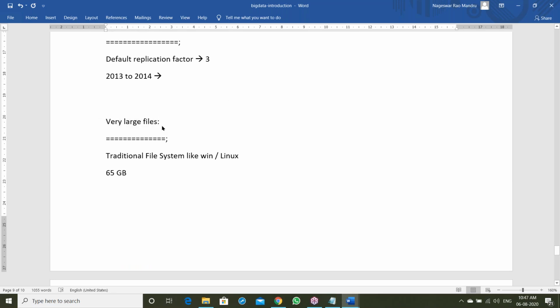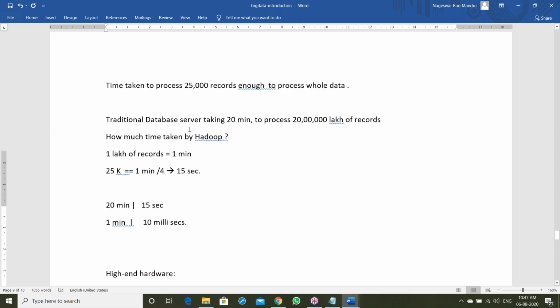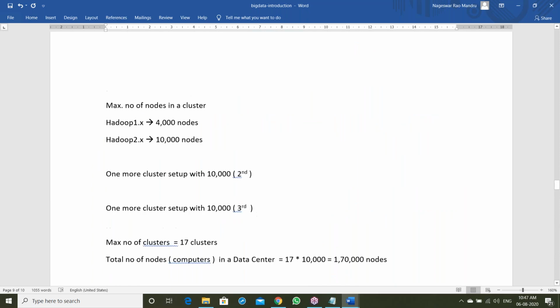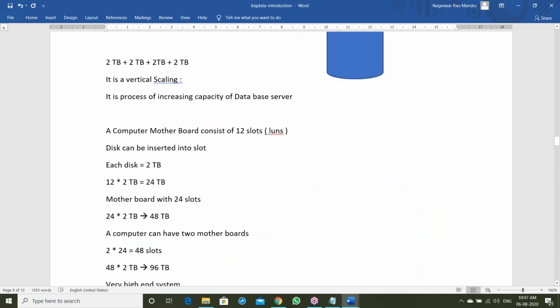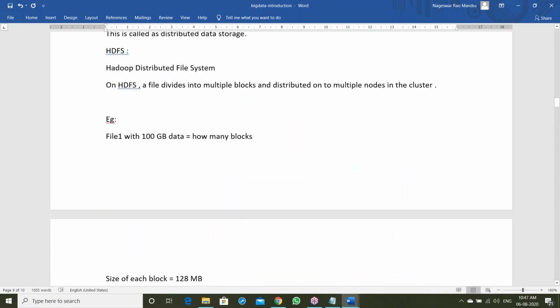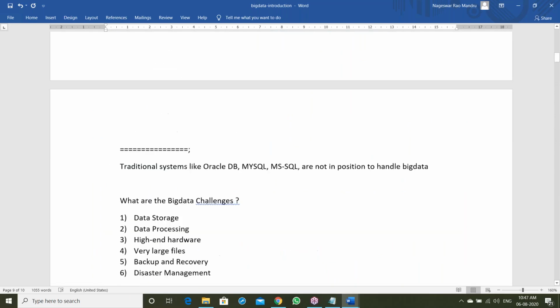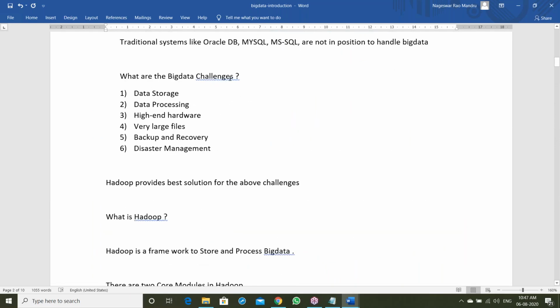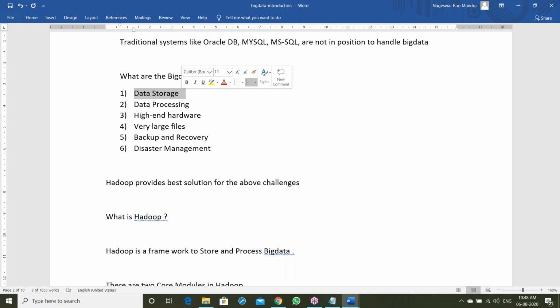It's distributed data storage. For that reason, it can handle very large files also. This is one more challenge with big data. With Hadoop, any amount of data we can store in the Hadoop cluster. By adding nodes to the existing cluster, we can store any amount of data. There is no limit on storage of data here.